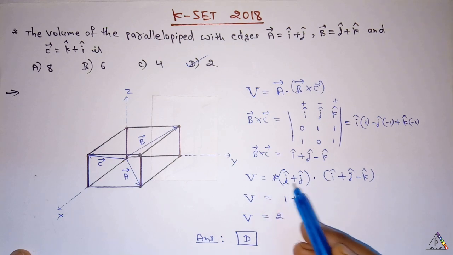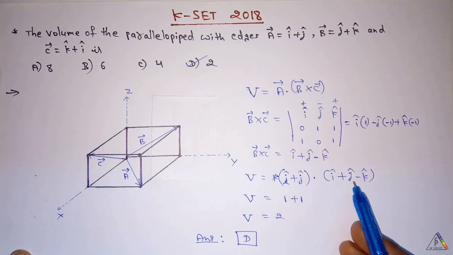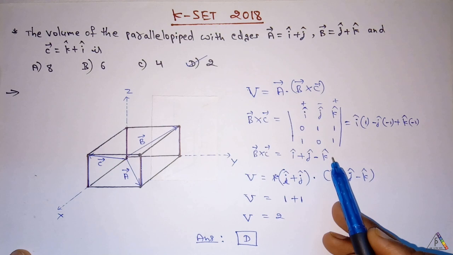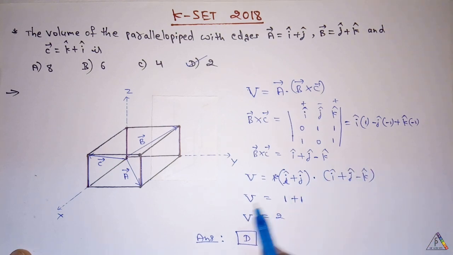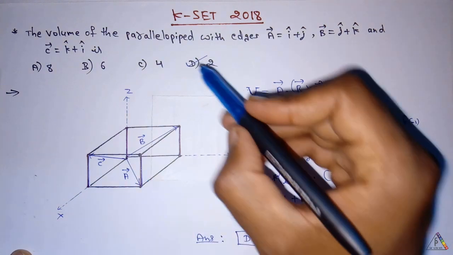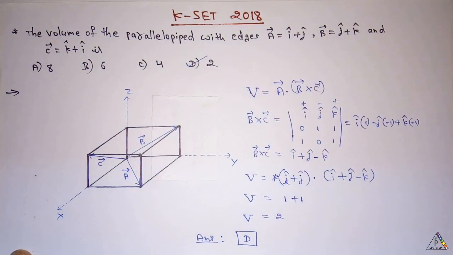Therefore, the volume is A dot product with the cross product of this B vector and C vector. So this i with i is 1, j with j is 1, and the k component is 0. Therefore, the volume is 2. For this question, the answer is D option.